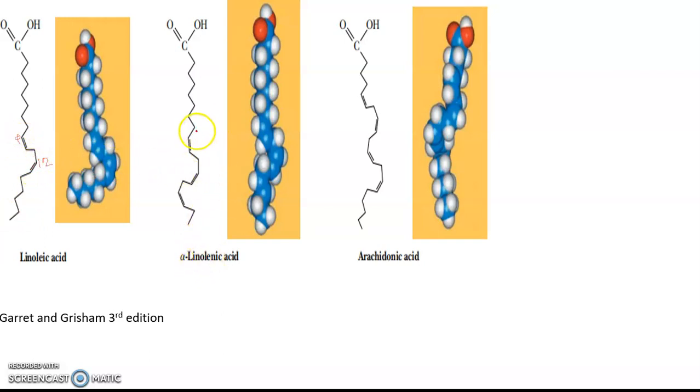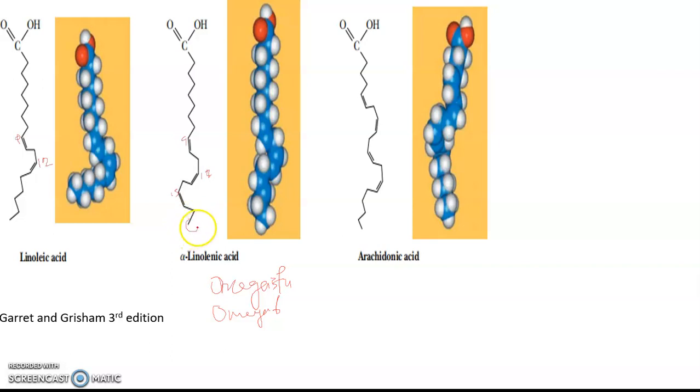Alpha-linolenic acid is also a polyunsaturated fatty acid. Carbon 1, 2, 3, 4, 5, 6, 7, 8, 9. I have a double bond at carbon 9, then at 12, and 13, 14, 15, at carbon 15. So this is a polyunsaturated fatty acid. The same goes for arachidonic acid. What you can see here is what we call omega-3 fatty acid and omega-6.